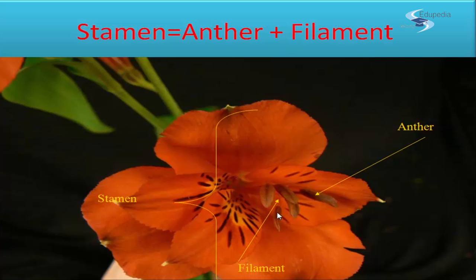And now come to the filament. This is your filament. Although the filament may be thought of as just a simple stalk, it actually has a very important function. And what is that? The filament is responsible for getting the pollen-bearing anther as close to the top of a pistil as possible, because this is the location where pollen will be transferred to the female reproductive organ.